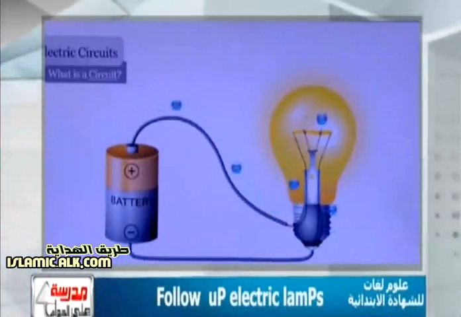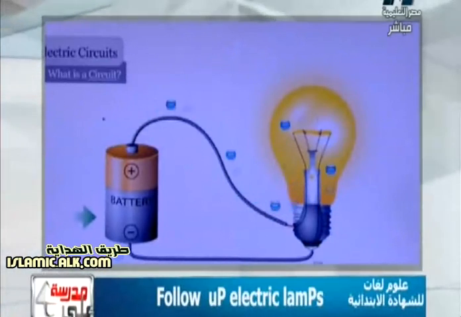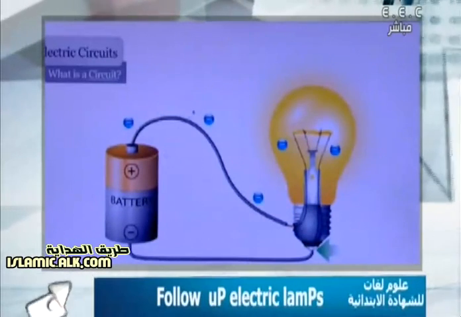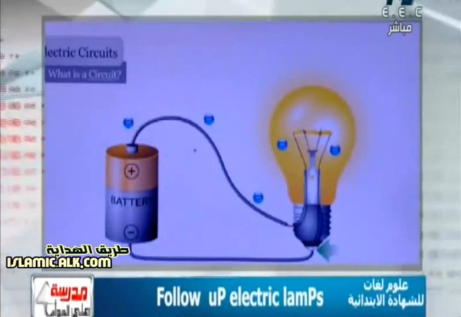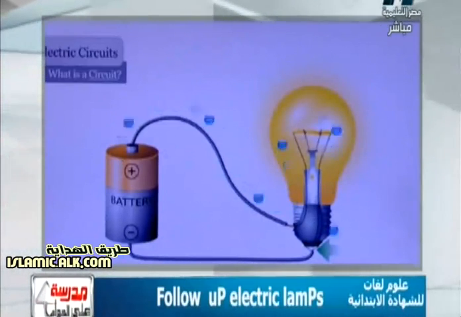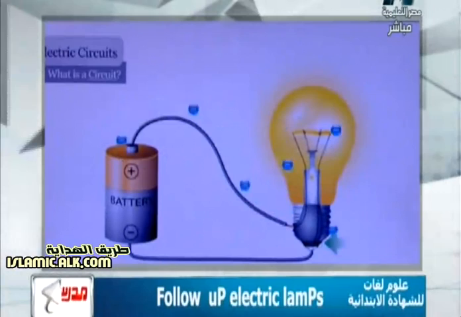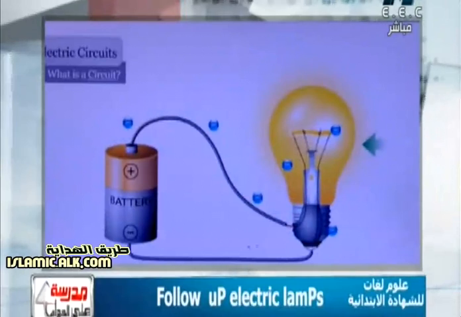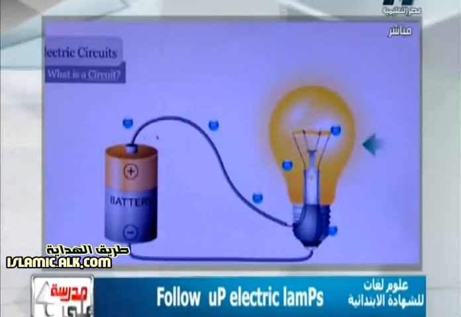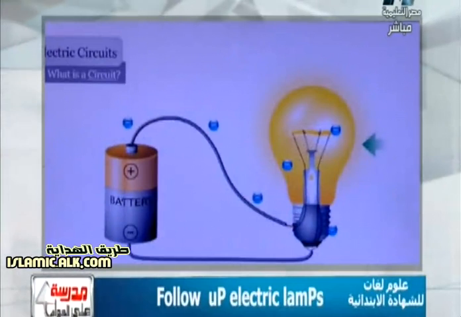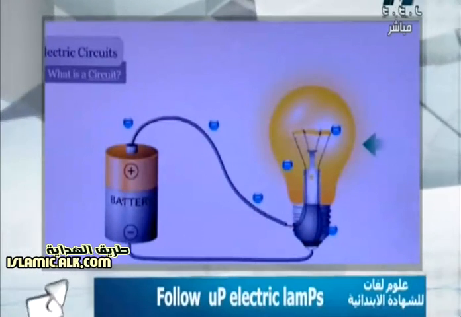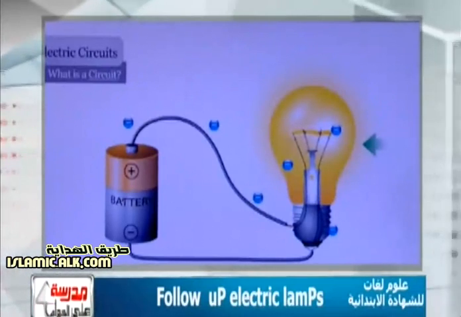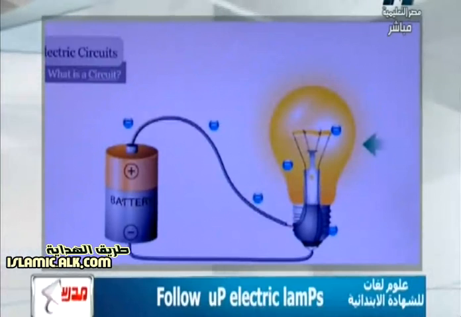It consists of a battery, as we see now, and also wire, and also the lamp. So what about those running circles? What are those circles? They are the electrons, or they are the electric current that passes from the negative pole of the battery to the lamp, then they return back to the positive pole of the battery. So we will study the electric current in details, God willing, in the third prep stage, what's meant by the electric current, and what the properties of the electric current are.